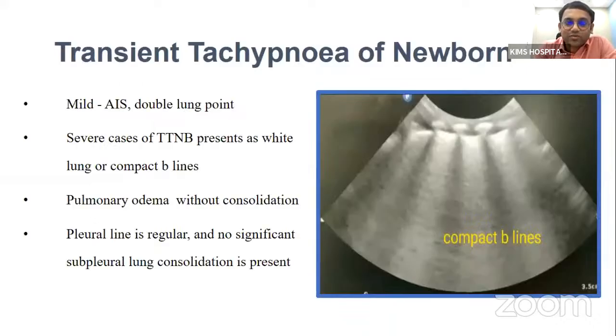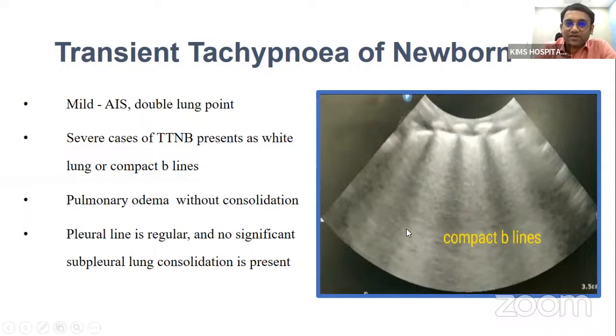The next most common condition is transient tachypnea of the newborn, which we more commonly see in late preterms and term newborns. In transient tachypnea of the newborn, it is usually because of delayed resorption of fluid. There is more fluid and more pulmonary edema, but it is just fluid and not an alteration of the lung parenchyma. There won't be any consolidation. So usually it presents as alveolar-interstitial syndrome, or, in a very dense case, a complete whiteout lung, which is rarely present in severe TTN.